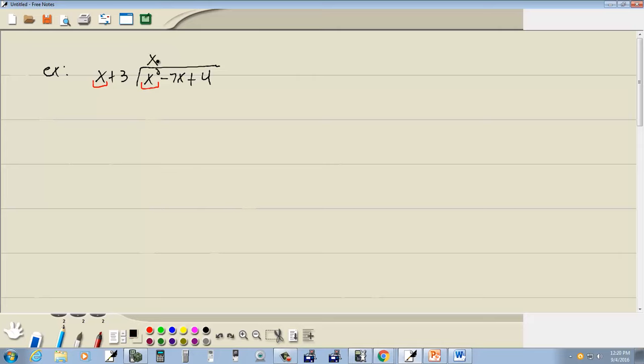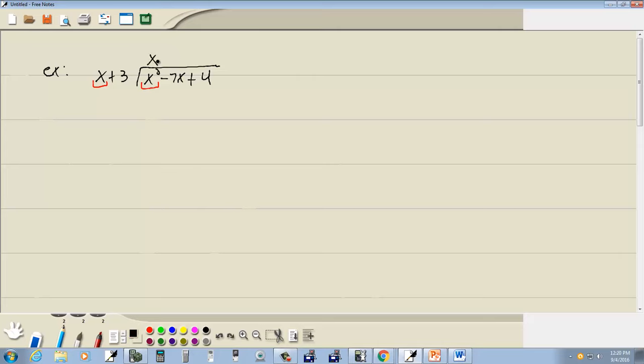X times x is x squared. X times 3 is 3x. So we're going to have x squared plus 3x. Now we're going to subtract that line, which means flip signs. So this positive x squared becomes a negative, and this positive 3x becomes a negative. So then x squared minus x squared cancels. Negative 7x minus 3x is negative 10x. And then I'll bring down the plus 4.